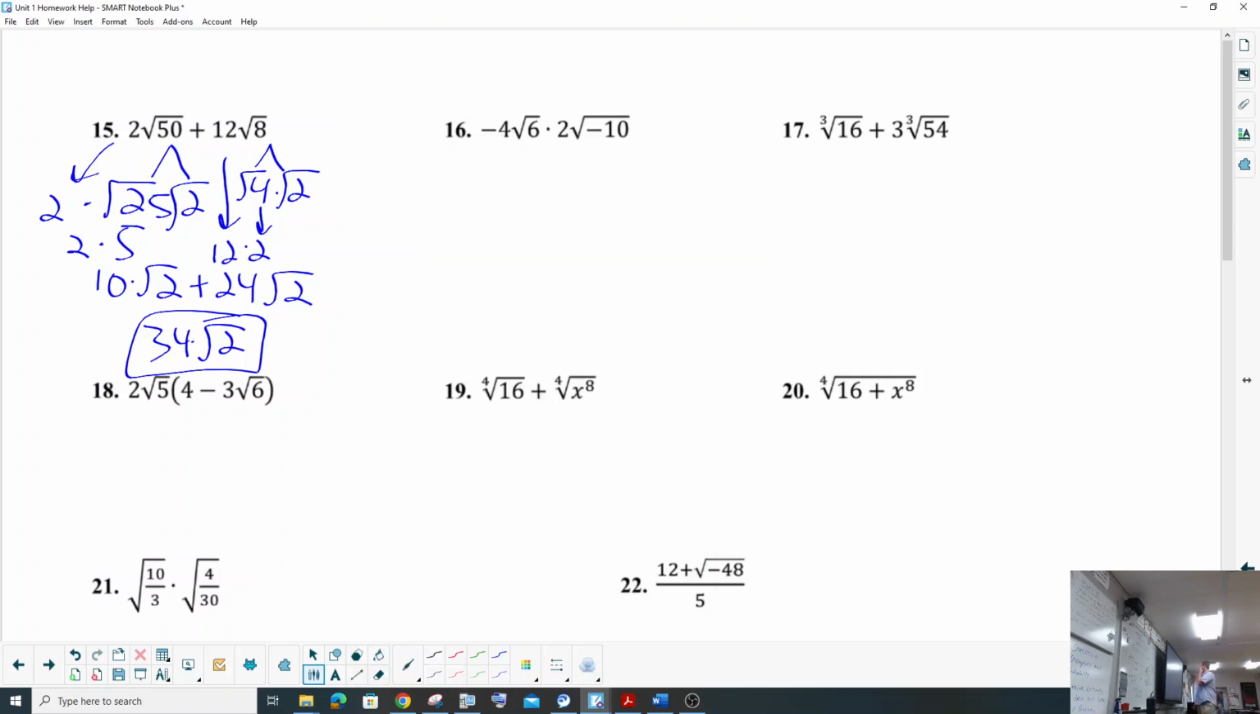So there's number 15. Number 17. So we've got to break it down. Go, break it down. 16 breaks down into 2 times 2 is 4, and 2 times 2 is 4.